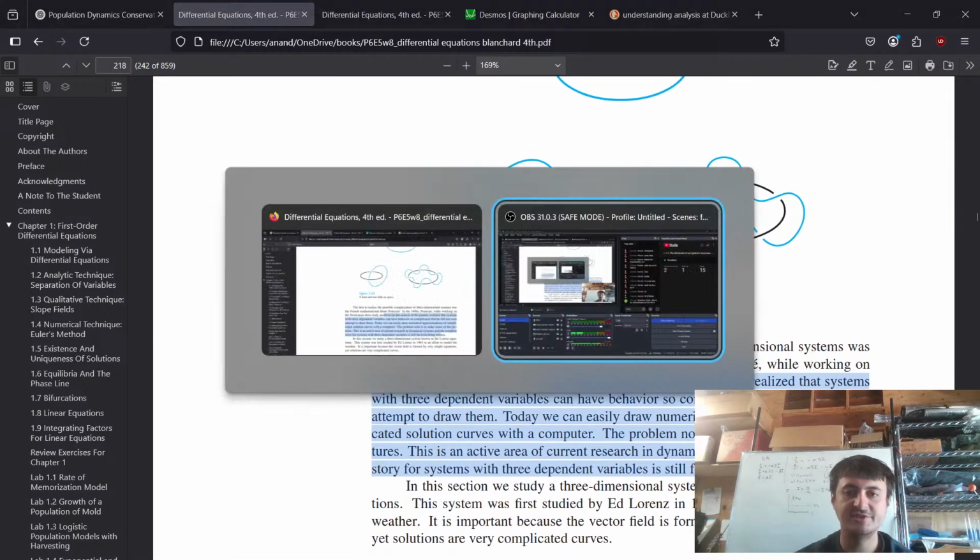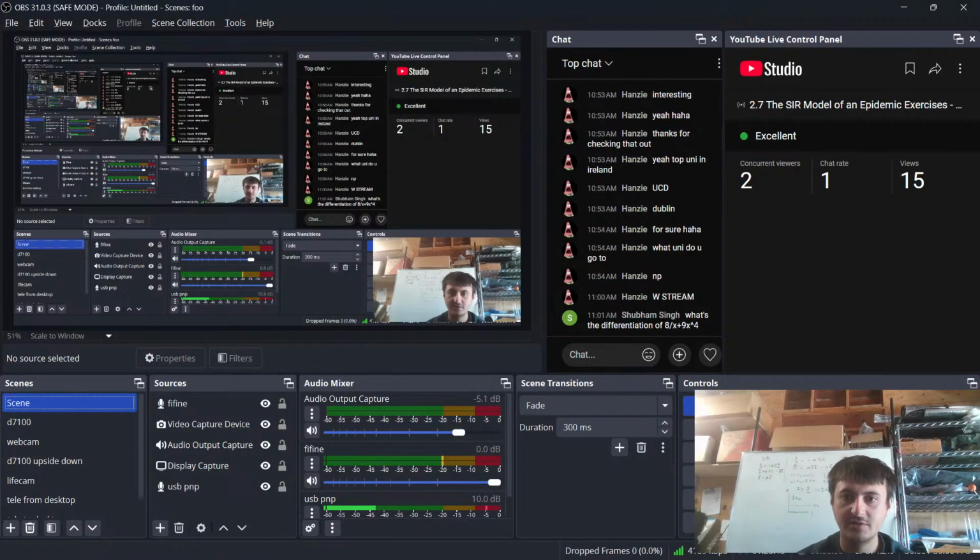Wait, okay, I shouldn't be doing this on this. Bro, Subham, come on. 8 over x plus. Dude, that's so easy. Isn't that just minus 8 over x squared plus 36x to the third? Something like that. It's really easy.